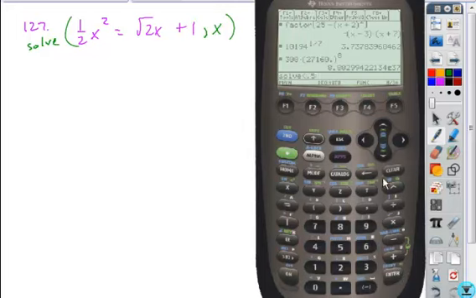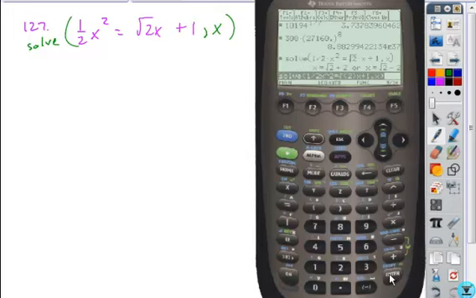So I'm going to write it as it appears. So 1/2 x to the second is equal to the square root of 2x plus 1, comma x tells the calculator that I'm solving for that variable. And when I hit enter, what I see is I get my solution, which is square root of 2 and then plus or minus 2.